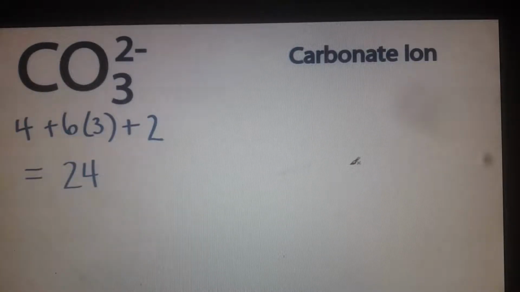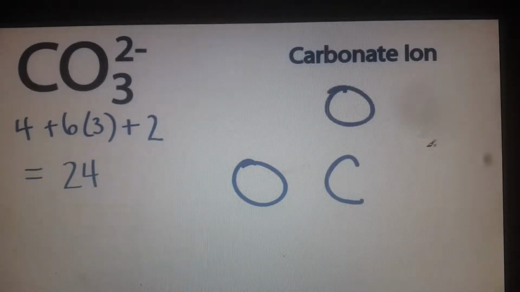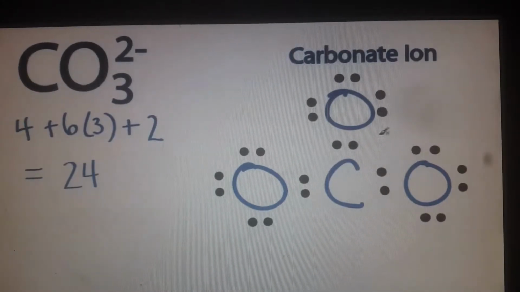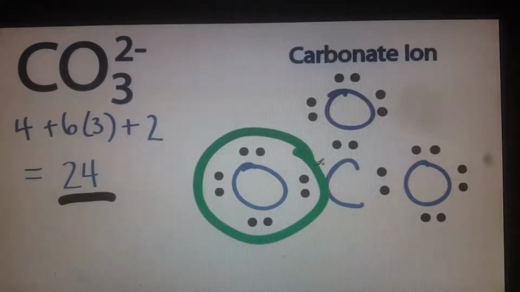Carbon is the least electronegative. Put that at the center. 3 oxygens go around the carbon. We'll put 2 electrons between the atoms to form chemical bonds. We've used 6, and then around the oxygens, 8, 10, and 24. So we've used all 24 valence electrons. All have octets, 8 valence electrons.